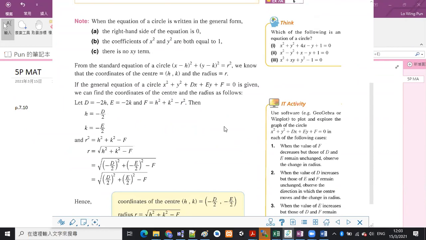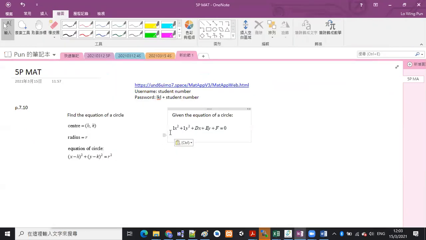is equal to 0. I would like you to add the 1 before the x squared and before the y squared, just like this. Because it must be 1. Must be 1x squared plus 1y squared. If it is not 1x squared, 1y squared, then all your calculation will be wrong.